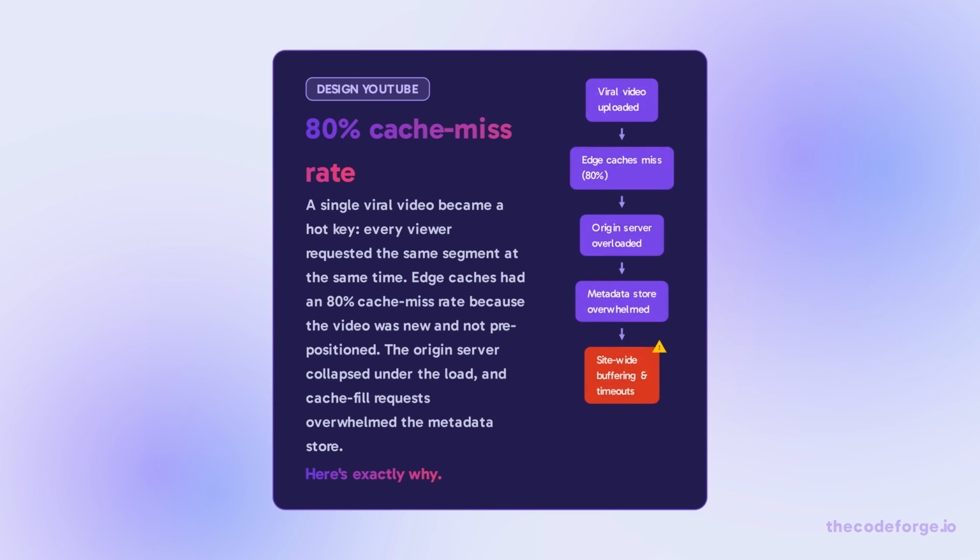An 80% cache miss rate on a single viral video collapsed the origin server and took down the entire site.